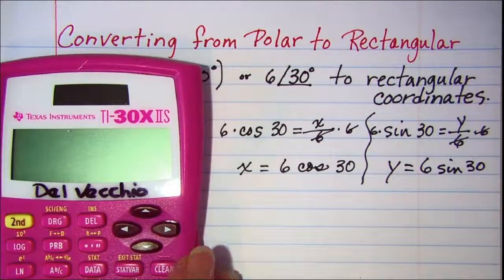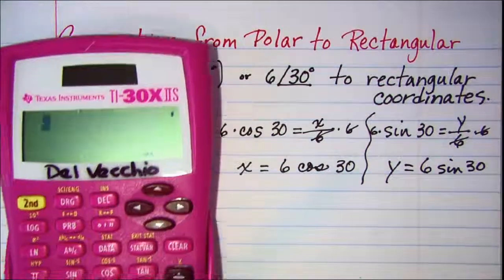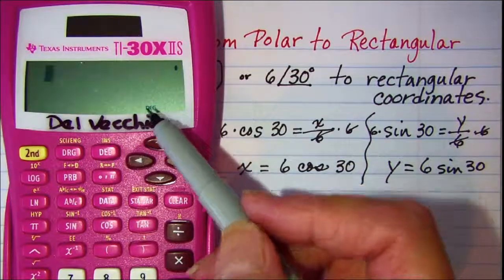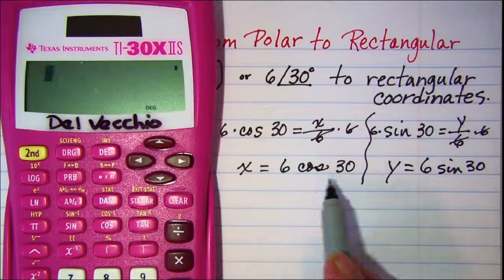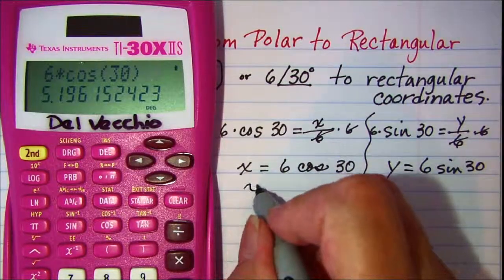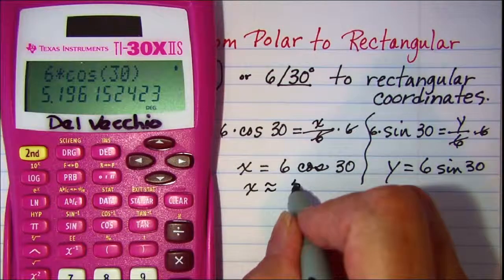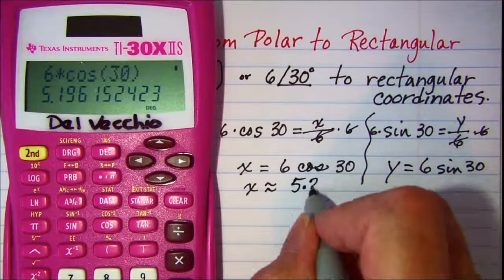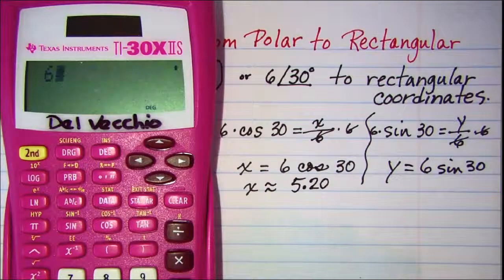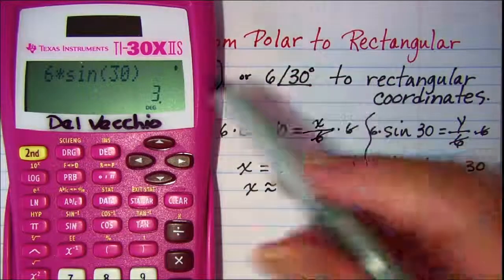Let's use our calculator then to get these values. Make sure you're in degrees. And this calculator, that shows up right here. So we want 6 times the cosine of 30. Looks like x is approximately 5.20. And then 6 sine 30 would be 3.